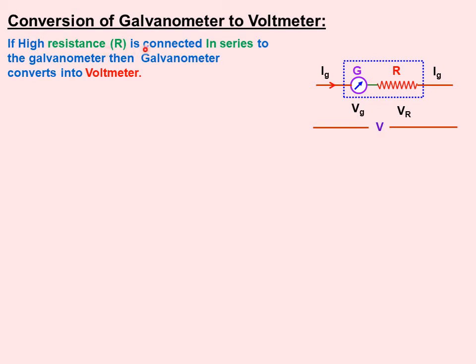If a high resistance R is connected in series, okay, in the previous case we connected shunt resistance in parallel, so here in the voltmeter case we are going to connect a high resistance in series. If a high resistance R is connected in series to the galvanometer, then the galvanometer converts into a voltmeter, isn't it? Here if you see the circuit, R is the high resistance, G, as we have seen in the previous slide, is the resistance of the galvanometer coil, Ig is the current flowing through the galvanometer, okay, and here Vg is the potential difference across the galvanometer and Vr is the potential difference across the resistance, okay.